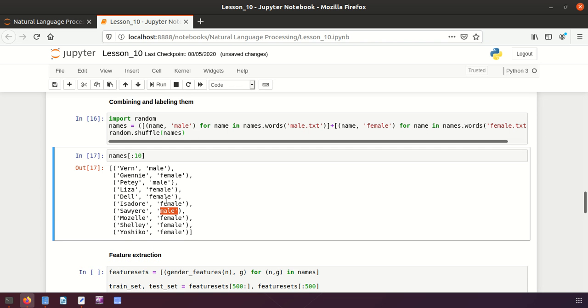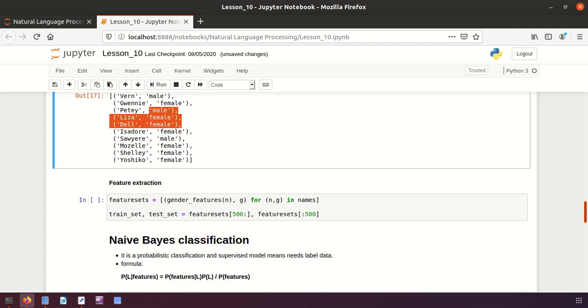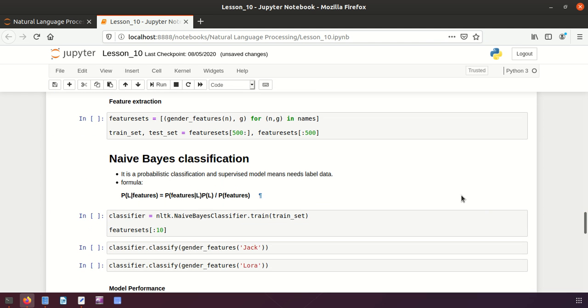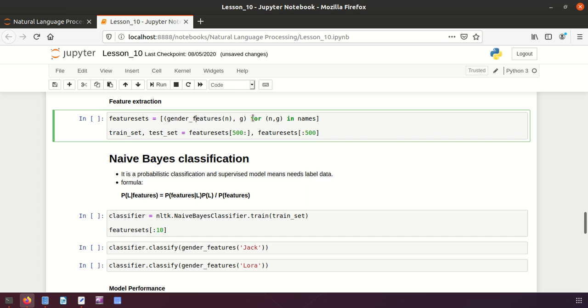You see here we have male and we have female, like that, right? Now the next step is feature extraction. How can we identify whether a name is male or female, because now they are mixed? I will be passing these to my function. I will be reading the names, because this now has both male and female names, and two things we are extracting from that.